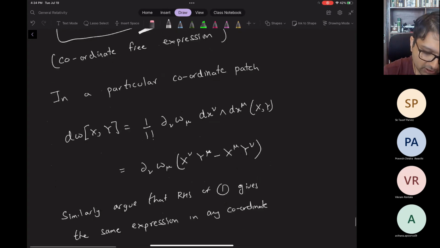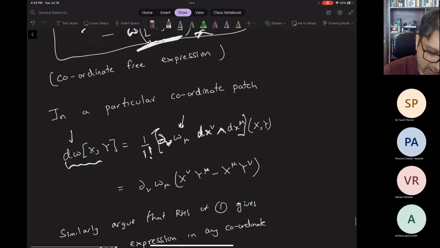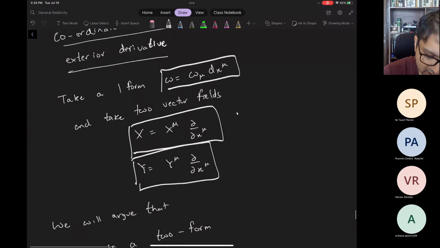So we'll work in a particular coordinate patch. So d omega acting on X, Y by definition. So we'll write down what d omega is. So omega is like omega_mu dx^mu, and then d omega is partial_nu omega_mu, and we introduce a dx^nu wedge dx^mu. And there's a one factorial because it's a one form. That's it. And this whole thing acts on X, Y. And our X, Y are expanded like this. They're expanded in terms of basis vectors as X^mu coefficients of partial_x^mu and Y^mu coefficients of partial_x^mu.